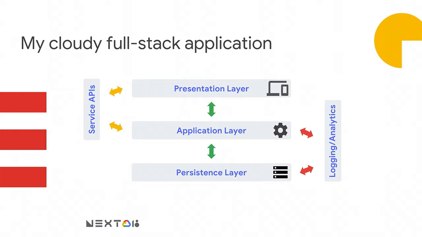Then an application layer, which basically has my business logic and processing, and a persistence layer, which is basically my storage, a database, things like that. On one side, I have service APIs, so things that you can call out into the Google Cloud Platform or even other providers or even on-premise. And on the right side, you have logging and analytics, which is integrated in a lot of our products, but you can also integrate that into your applications that you're writing.